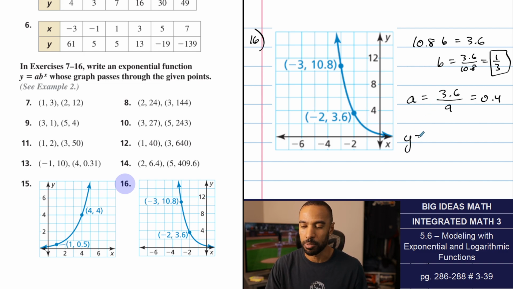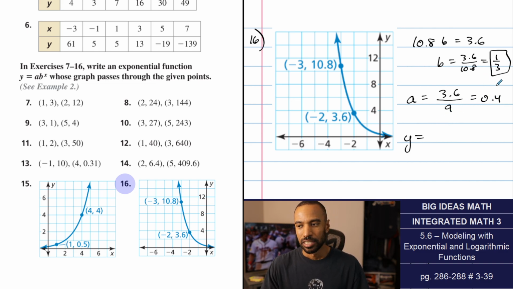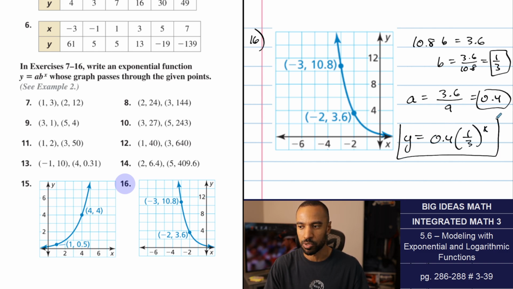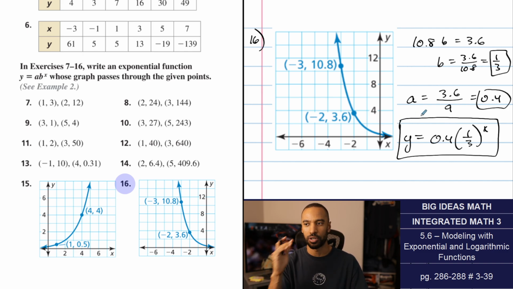So my equation, I believe, is y equals, and I don't like having a decimal and a fraction here. I can either write this as 2/5. Yeah, you know what? These are decimals, that's fine. So 0.4 times, this one has to be the 1/3, and the others are decimals, so we'll leave it. 0.4 times 1/3 to the x power.